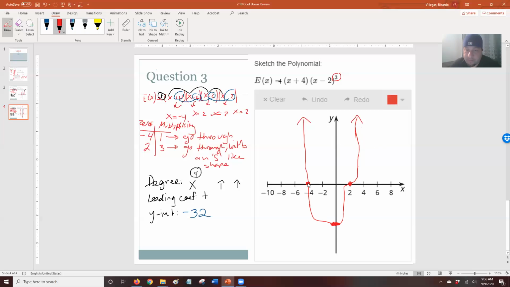It has to pass through -4, and it has to pass through +2. But since +2 has a multiplicity of 3, it needs to give an S-like shape right there. Since -4 has a multiplicity of 1, it goes straight through it. Okay, so as your multiplicity gets higher than 1 and it's an odd number, the S shape will be necessary for the graph.